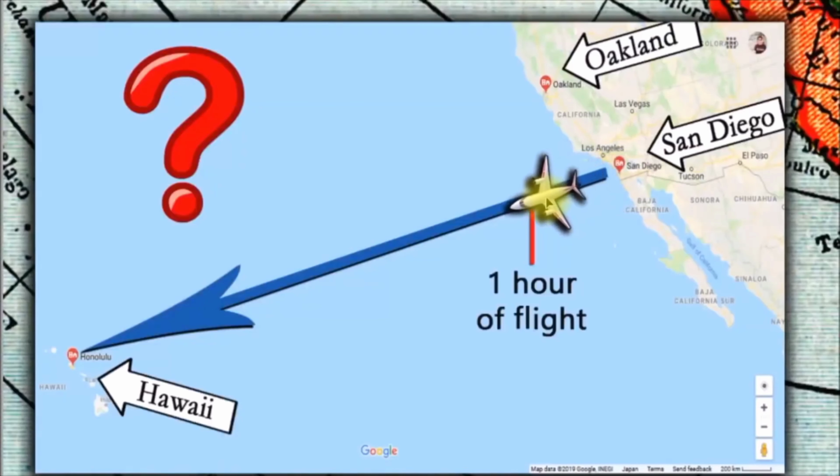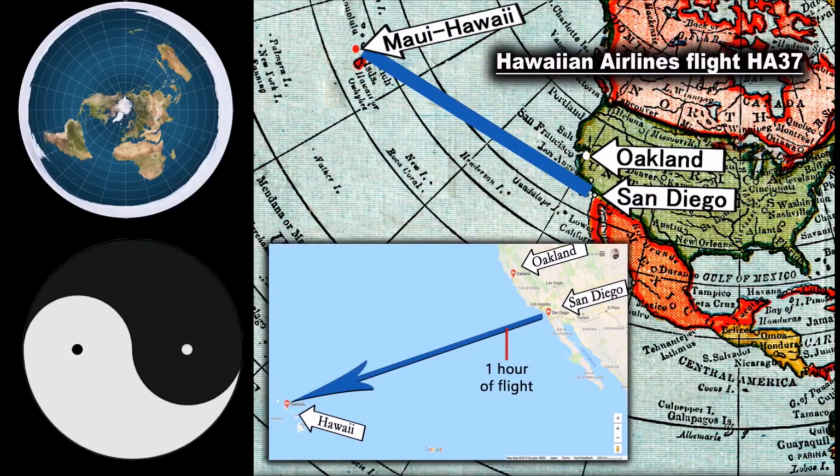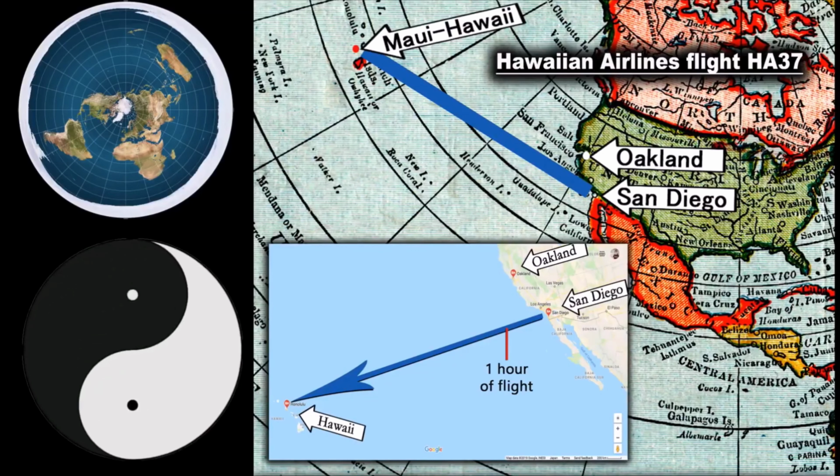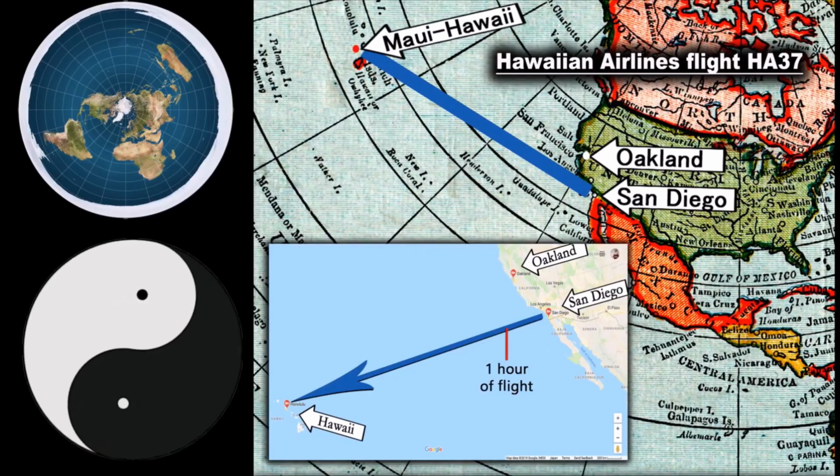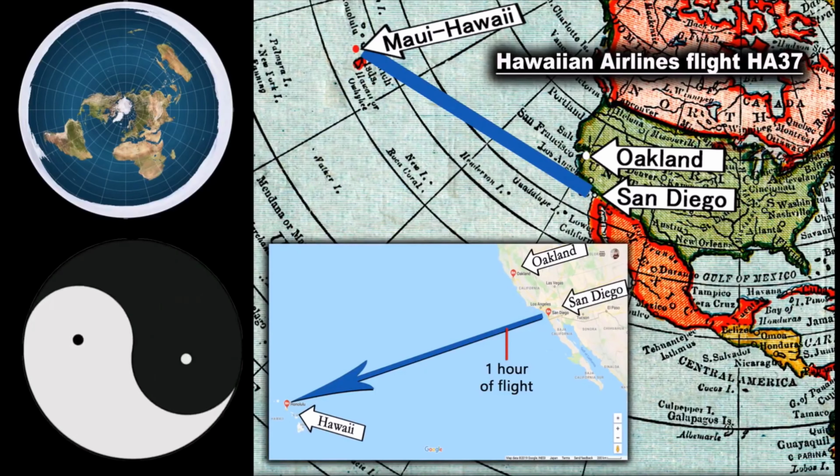But what if Hawaiian Airlines flight AJ37 wasn't flying in that direction? What if Hawaiian Airlines flight AJ37 was already flying towards the northwest? Well, it couldn't be, could it? Isn't Hawaii located southwest of San Diego? Everything starts to make sense when we look at the Gleason's Flat Earth map and compare with the globe model.